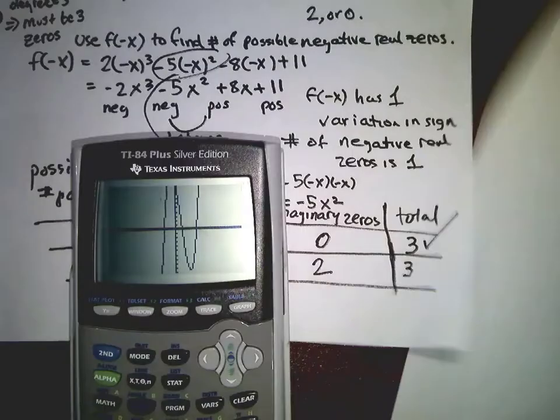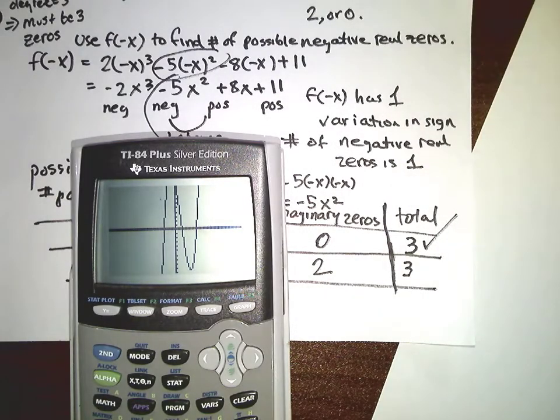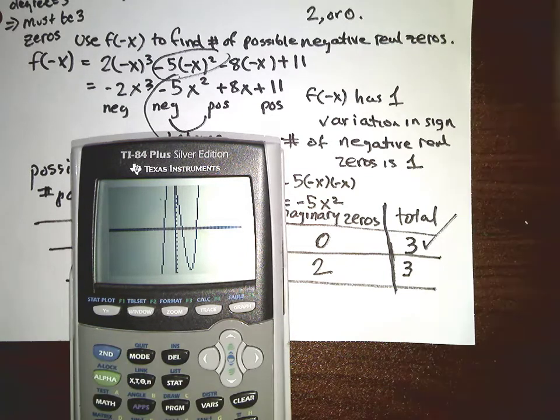All right, so that's why people came up with this theorem, Descartes' Rule of Signs: to help them narrow down what numbers they needed to do the long division for. So there's that. Let's try another one here.